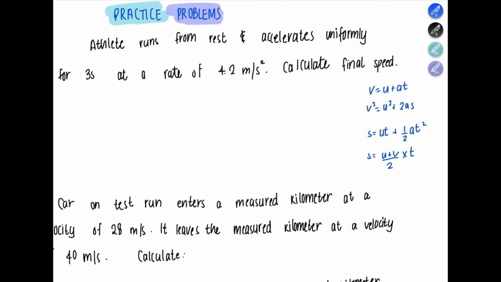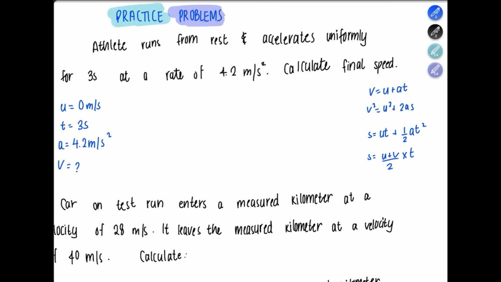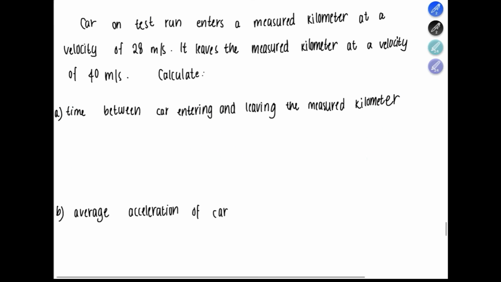So here it says an athlete runs from rest and accelerates uniformly for 3 seconds at a rate of 4.2 meter per second square. Calculate final speed. If you're not sure which quantity is this, just look at the unit. It says 4.2 meter per second square, so this is acceleration. So if you look at these quantities, the first equation is the perfect equation: v equals u plus at. Initial speed is 0 plus 4.2 multiplied by time, which is 3. This is 12.6 meter per second.